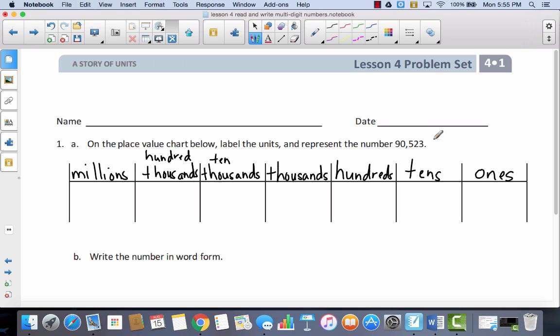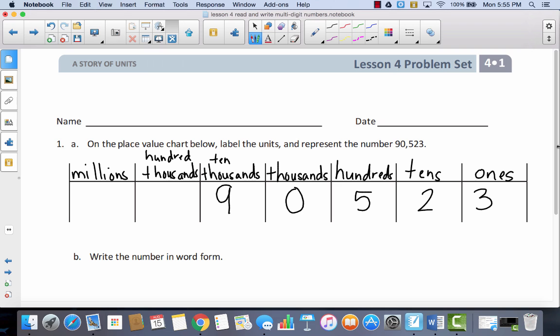Now I'm going to put my number in the place value chart. So I can see that I have a 9 in the 10,000s place, so I'm going to put my 9 here. I have 0 thousands, I have 5 hundreds, 2 tens, and 3 ones.